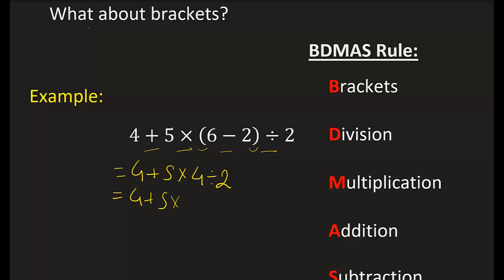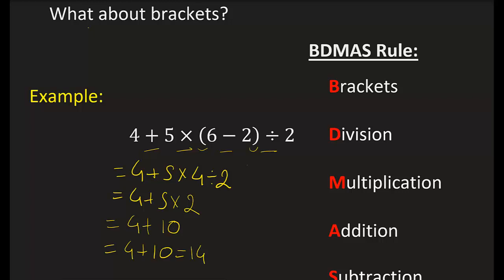4 divided by 2 is equal to 2. Now it's going to be multiplication. 4 plus 5 times 2. 5 times 2 is equal to 10. So 4 plus 10. Now at last it will be addition. 4 plus 10 is equal to 14. Now you might be wondering where subtraction went, but no, it will not be included as it is inside of the brackets. We don't have to really include that when there's brackets.